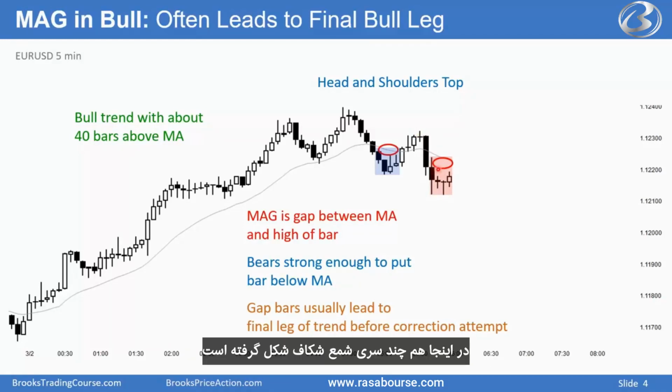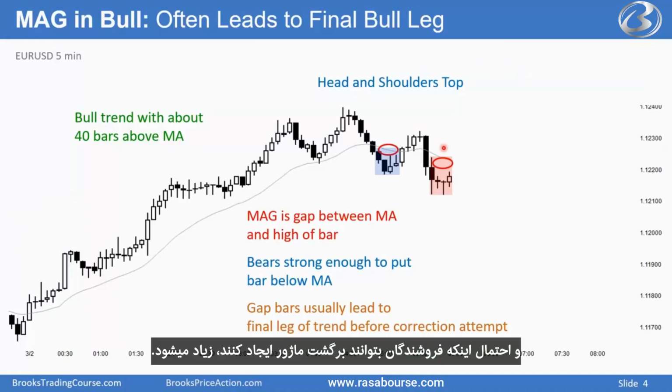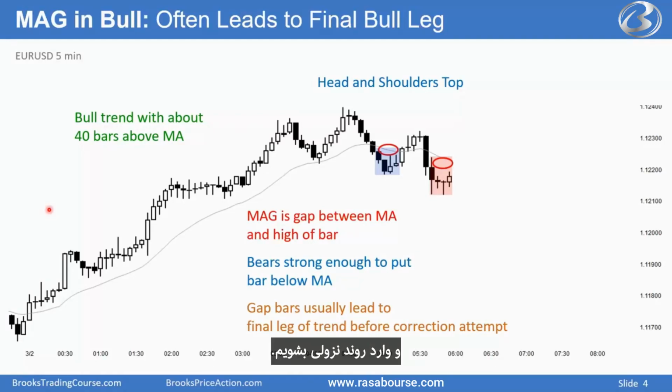We have another series of gap bars, again, signs that the bears are getting stronger, and that reduces the chances that this bull trend will last a lot longer. It increases the chances that the bears will get a major trend reversal attempt and a 40% chance of a major trend reversal into a bear trend.